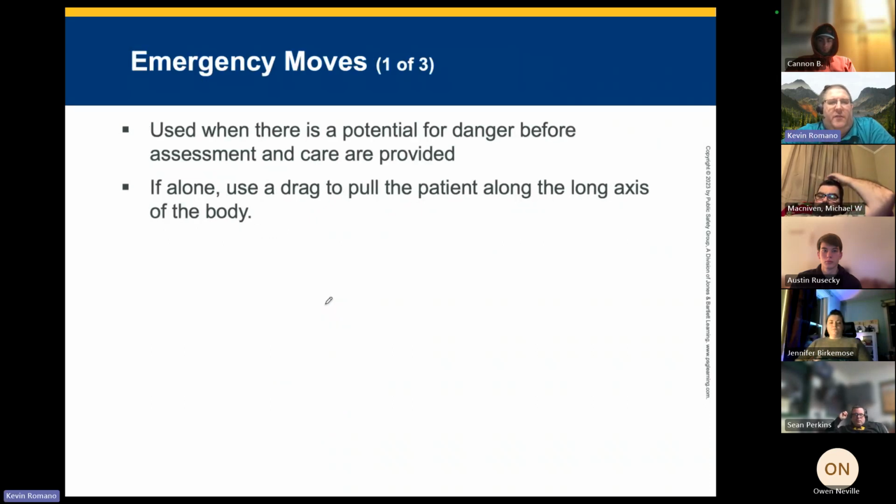For emergency moves, these are for potential for danger before assessment and care is provided. Before you ever move a patient, you should always do an assessment first, vital signs, everything else. However, there are certain times where we have to get a patient away before we do an assessment, such as fire, explosives, hazardous materials, the inability to protect a patient from other hazards, and the ability to gain access to others in a vehicle who need life-saving care.